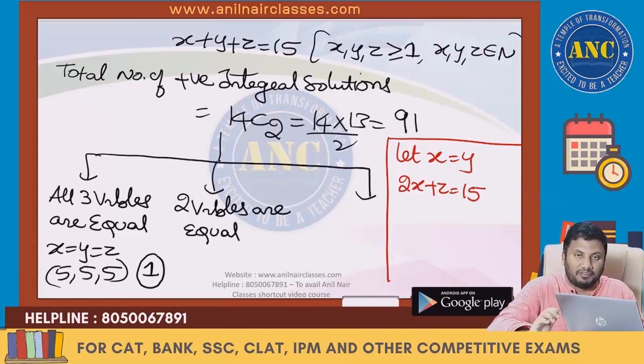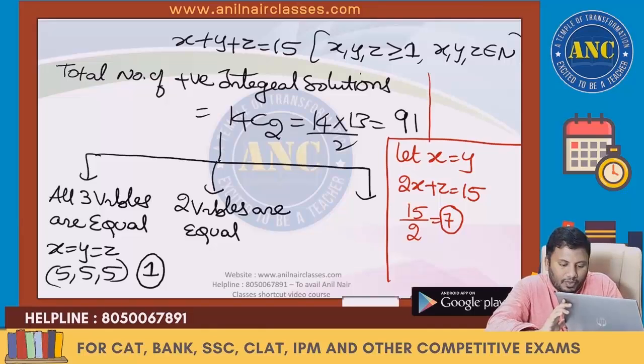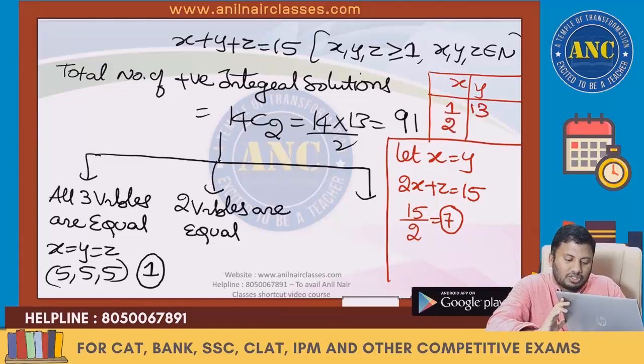1 is a factor, 2 is not a factor. 15 by 2 is 7.5. I will get 7 cases. But in that 7 cases, there is a case. What is that case? See here. The case is x and y. X is 1, 2 ones are 2, z is 13. X is 2, 2 twos are 4, z is 11.